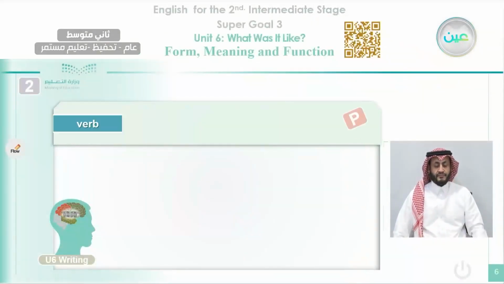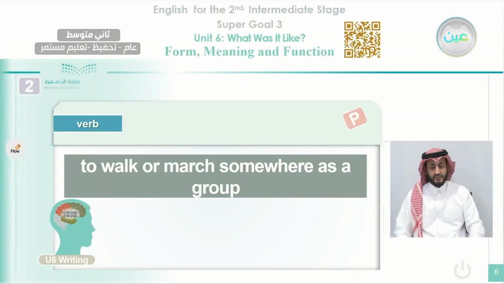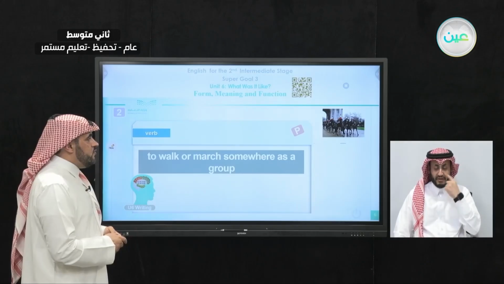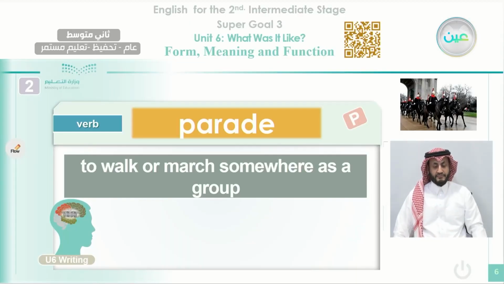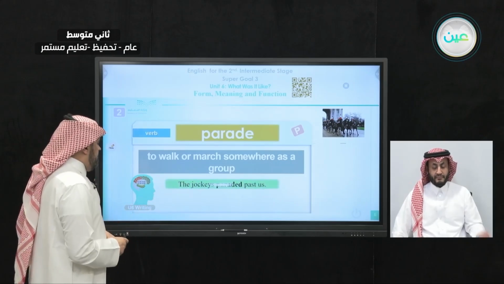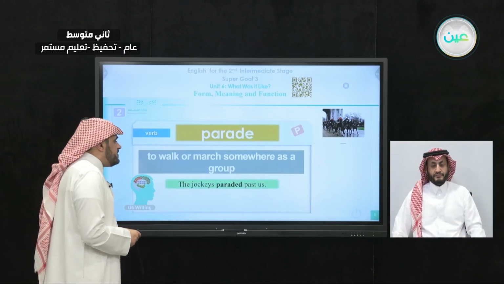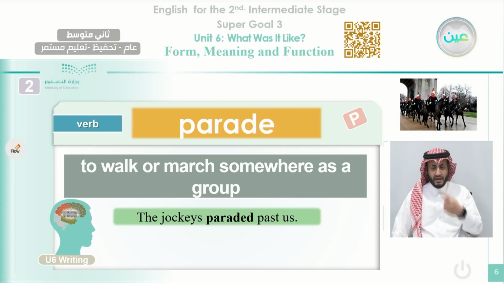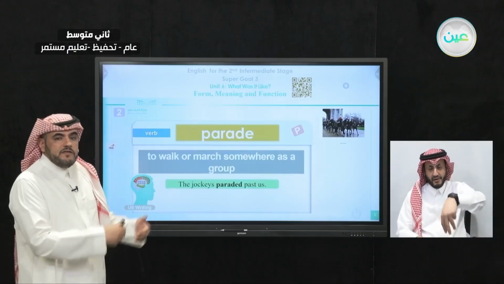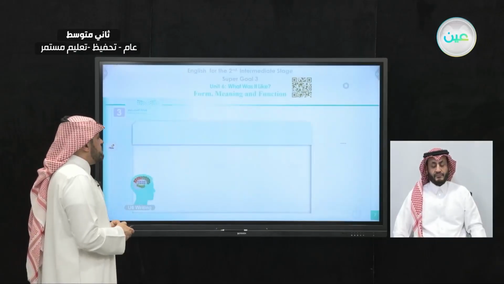Okay, another word that is a verb starting with P, to walk or march somewhere as a group. When you march in front of spectators or an audience, it's called parade. To parade means to march or to pass by spectators or audience. We had it in this text also. "The jockeys paraded past us." The jockeys are the horse riders. They paraded in front of the audience.